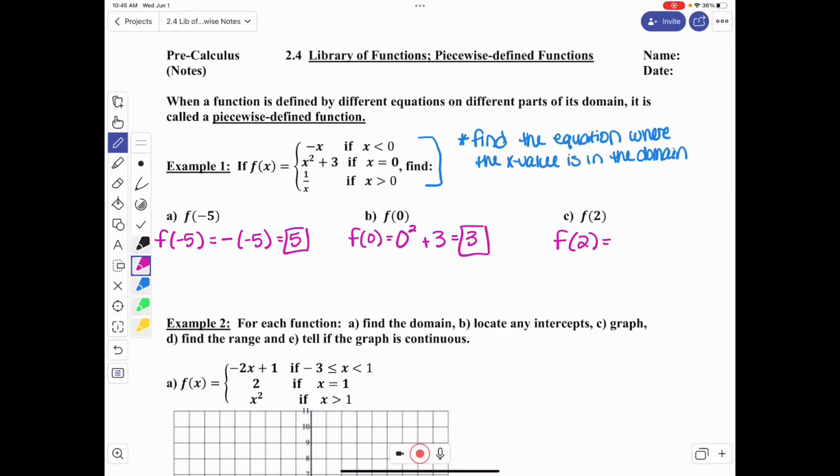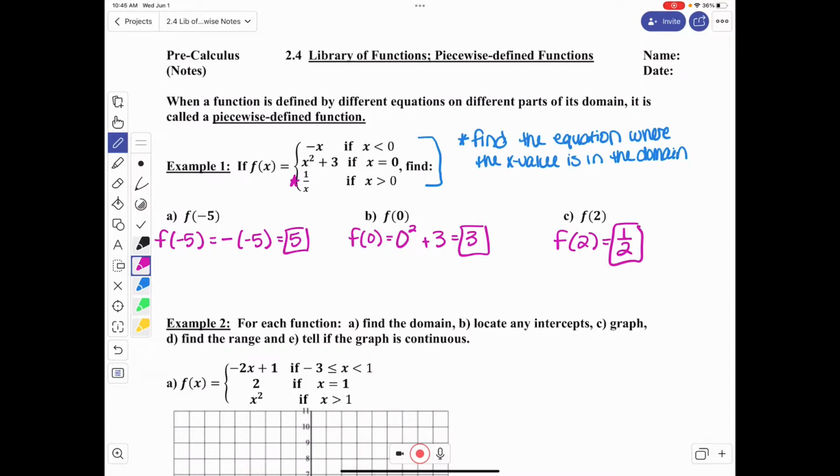So then for our next one, we have f of 2. Well, is 2 less than 0? Is 2 equal to 0 or is 2 greater than 0? Well, obviously that's going to be that one. So we plug it in, 1 over 2, and that's it. That's simplified. Okay, so that's plugging into equations.